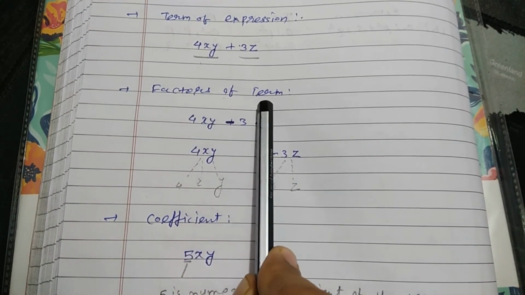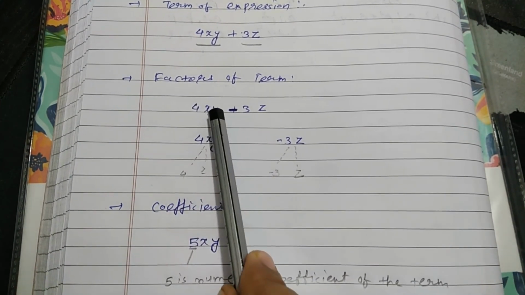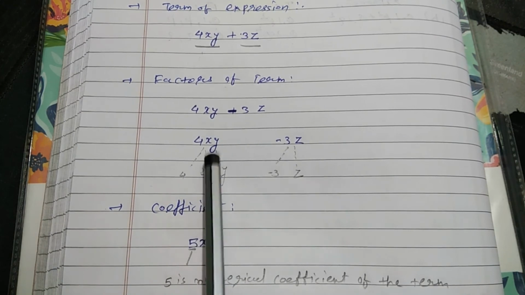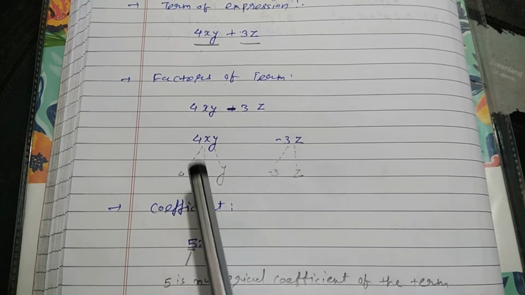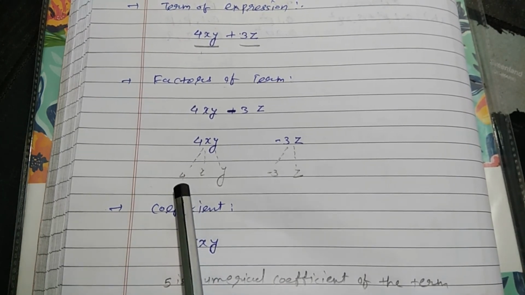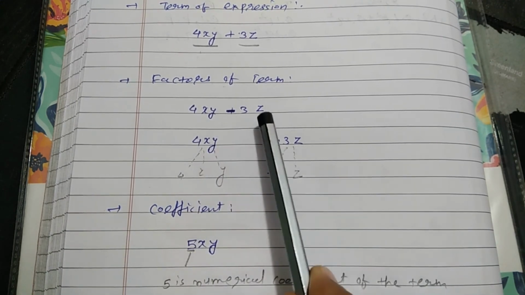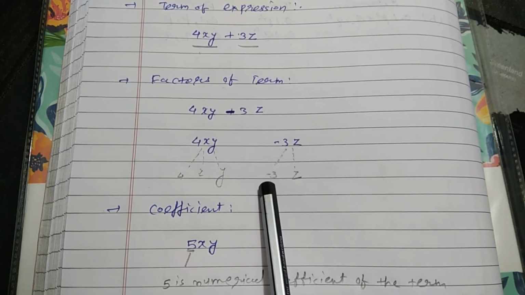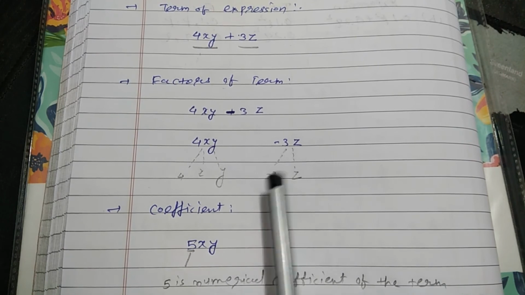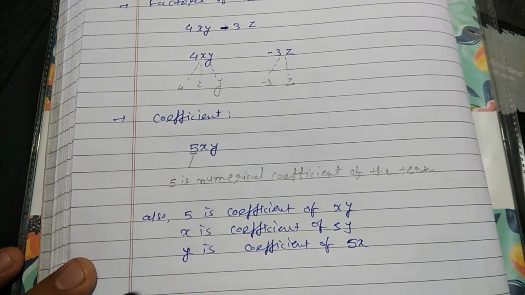Next, we learned factors of a term. If we take the expression 4xy minus 3z, what are the factors of the terms? Two terms are there, 4xy and minus 3z. In 4xy, the numerical factor is 4 and the algebraic factors are x and y. When we multiply 4 by x by y, we get 4xy. Similarly, for the term minus 3z, the numerical factor is minus 3 and the algebraic factor is z.